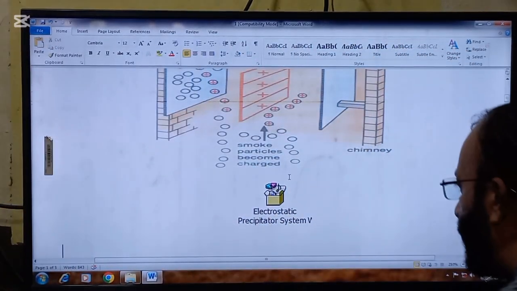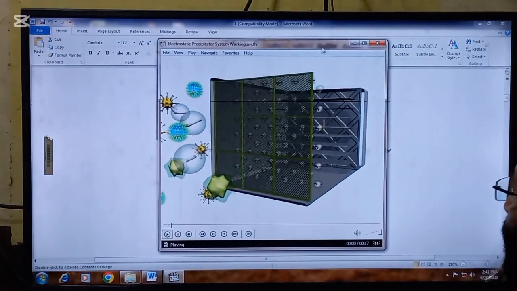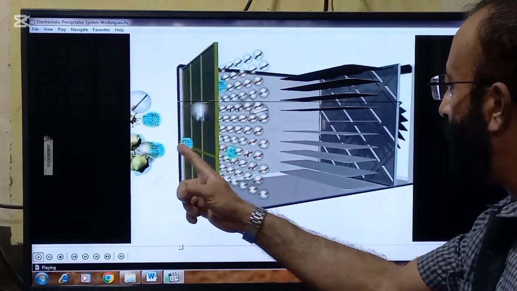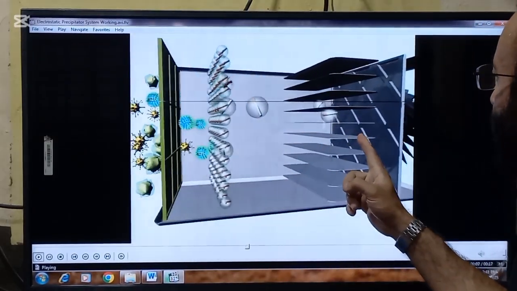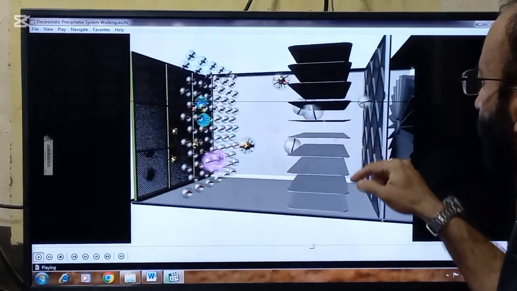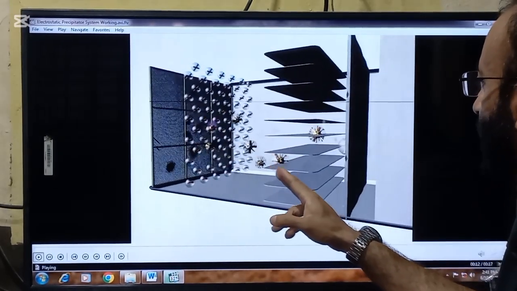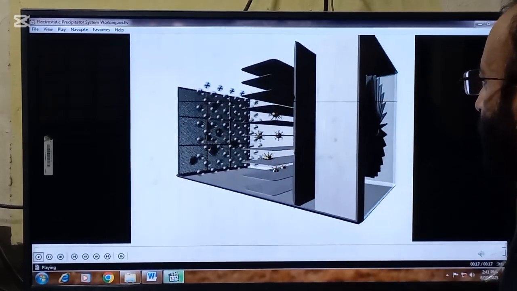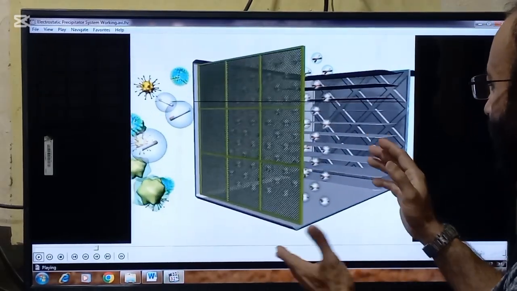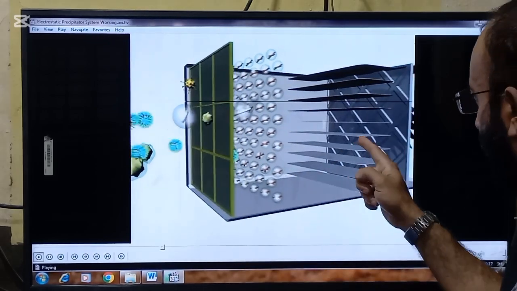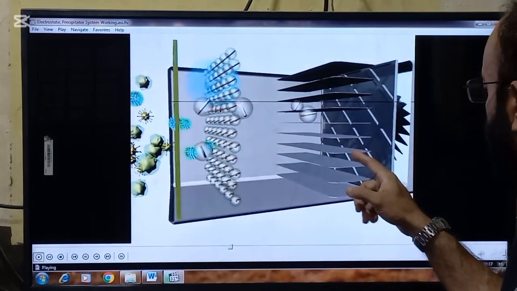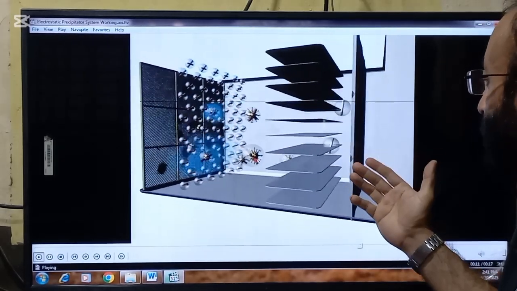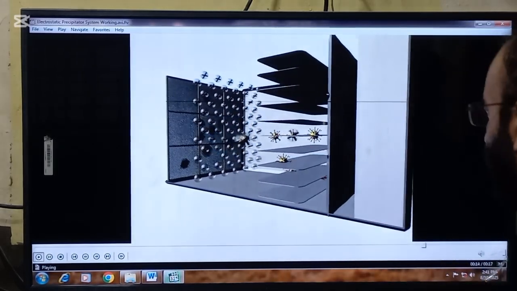So here is a video of the electrostatic precipitator. So look now, these dust particles are entering into the chimney, the plates, and these dust particles will stick to the plates which are earthed, and there is a hammer that will strike on the plates and dust particles will be collected in the bin which will be later used in making of the bricks.